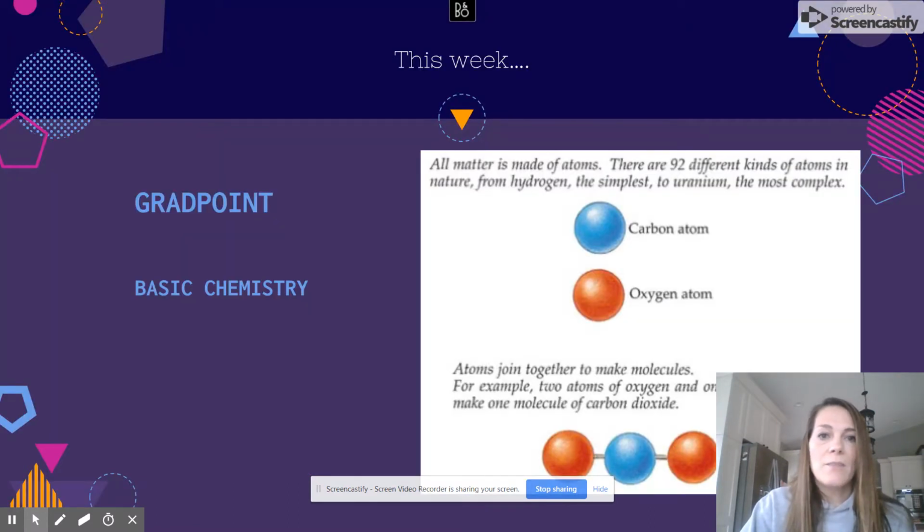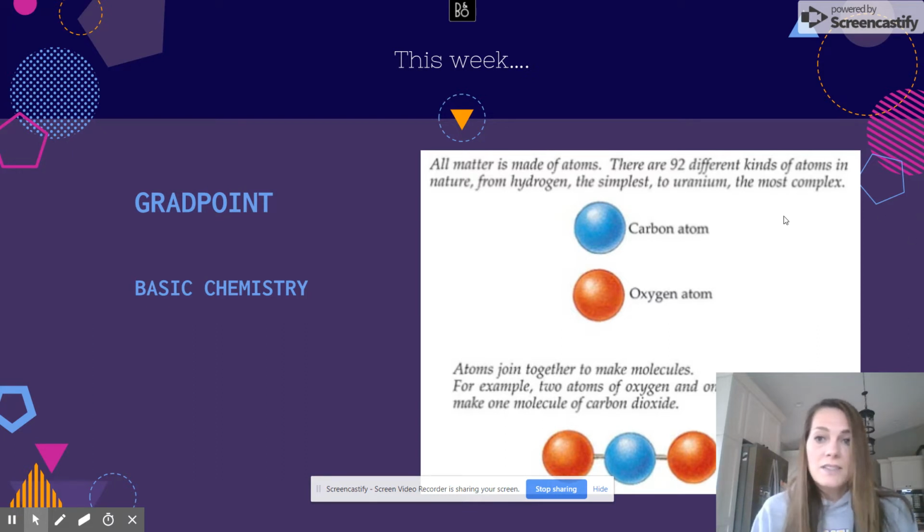So this week in Grad Point, we're going to be looking at some basic chemistry concepts. We know that all matter is made of atoms. And when we look at the periodic table of elements, the smallest particle of an element is the atom. Each atom on the periodic table has its own name, and its own number of protons, neutrons, and electrons that make it very unique.